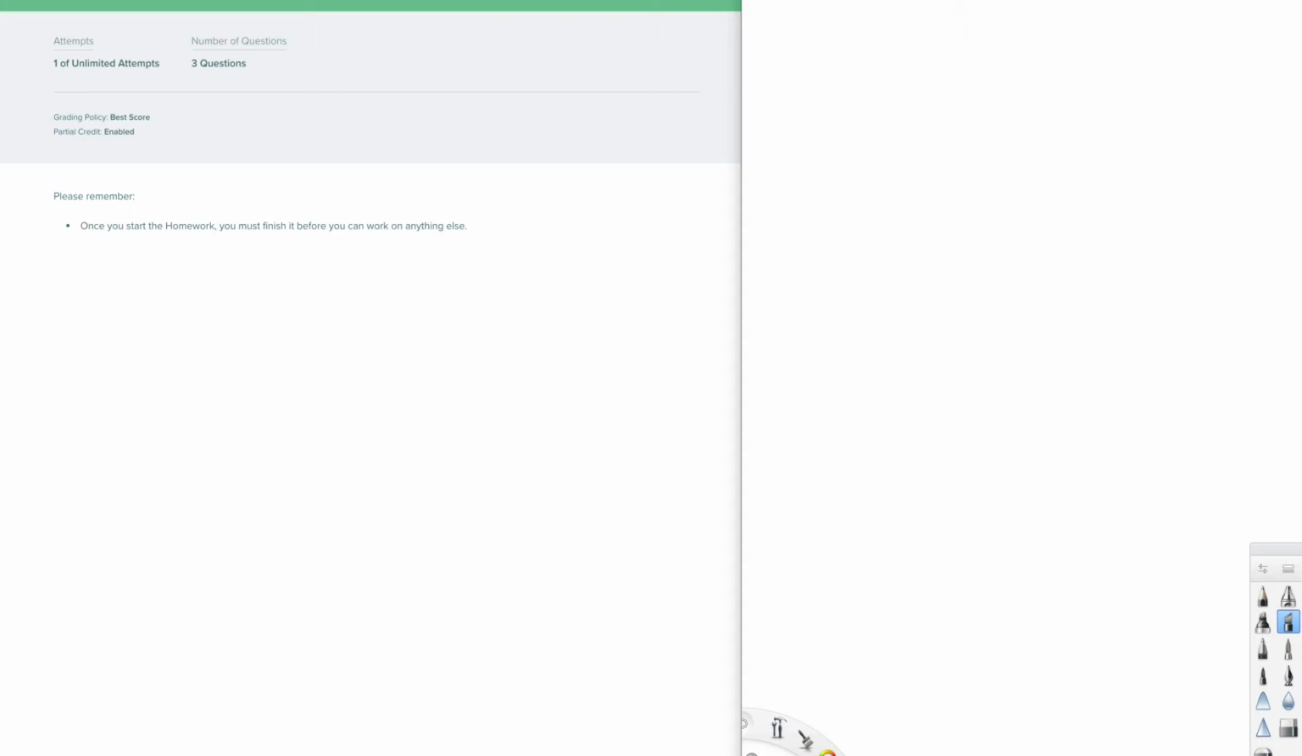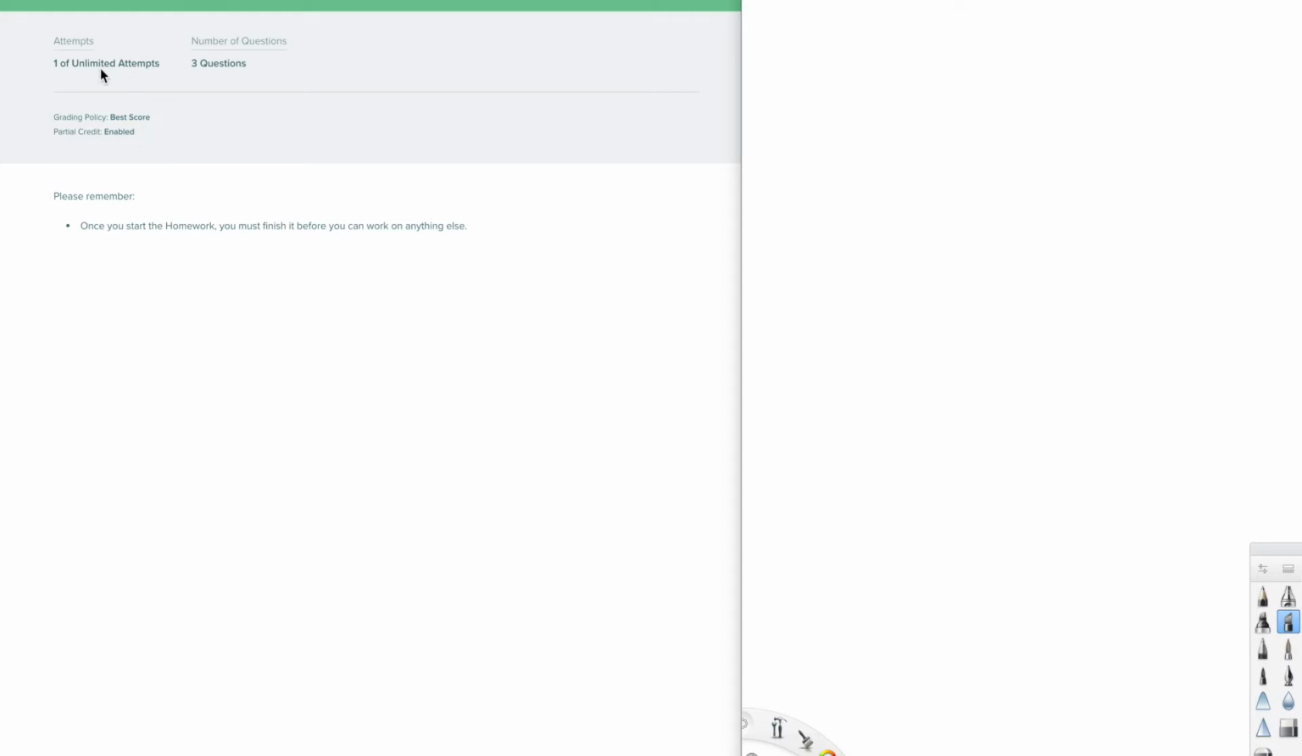The first couple of things that you'll see on your screen here is a due date. I don't see a due date on my teacher's screen, but you will see it on your student side. The second thing is the number of attempts. Remember, you always have unlimited attempts on homework, tests, and quizzes. Number of questions just tells you how many are in the particular assignment. Grading policy is best score, so whichever attempt is the best one is one you get to keep.